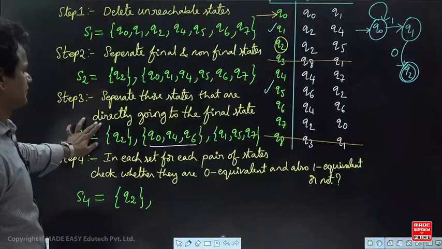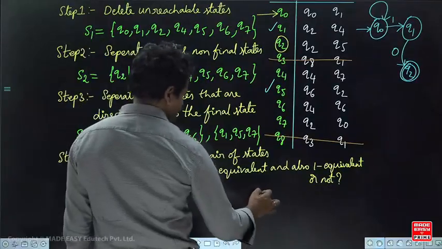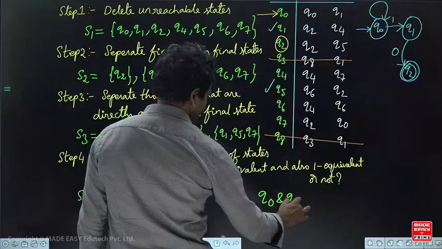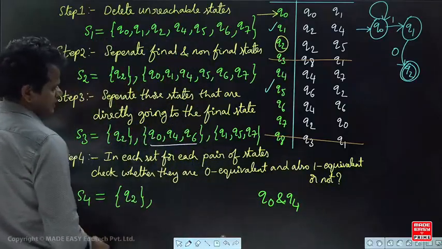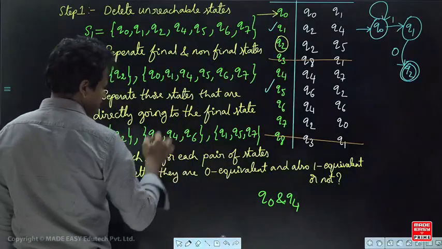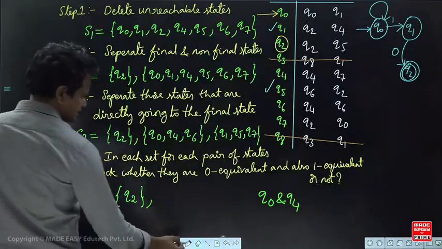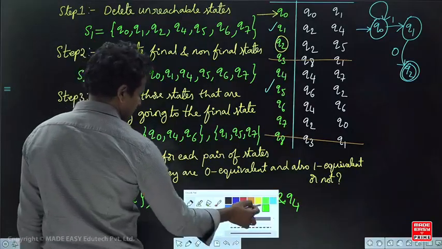Q0 and Q4, here I write. I am checking whether Q0 and Q4 are 0 equivalent and also 1 equivalent or not. Just look at this one.